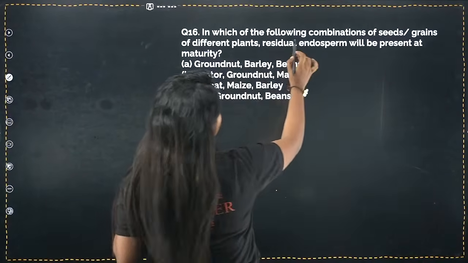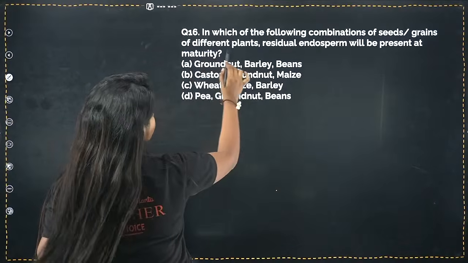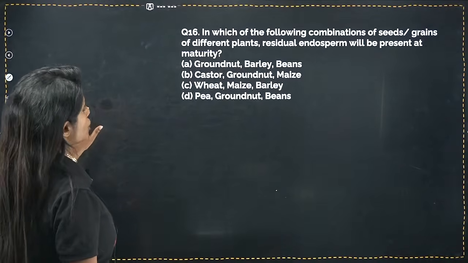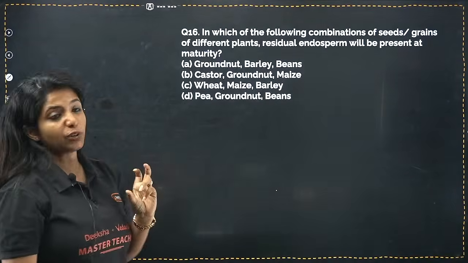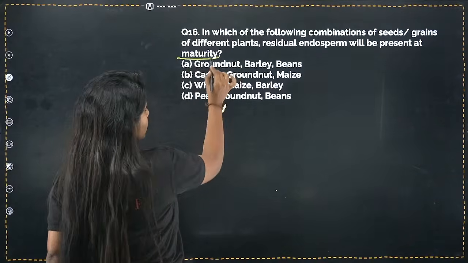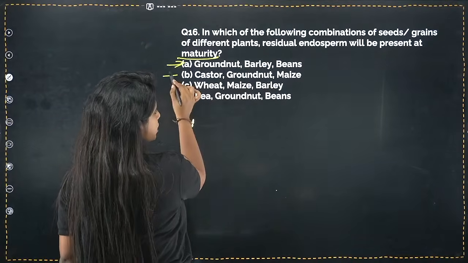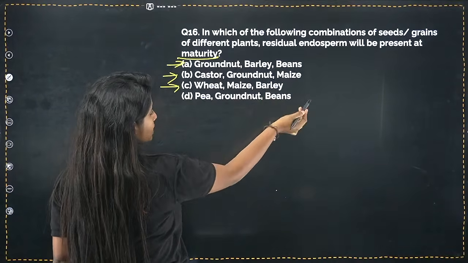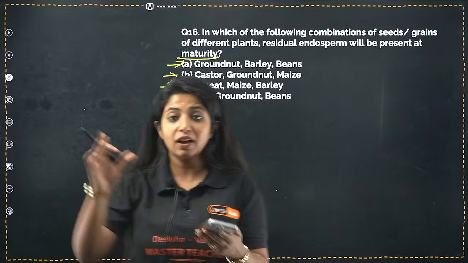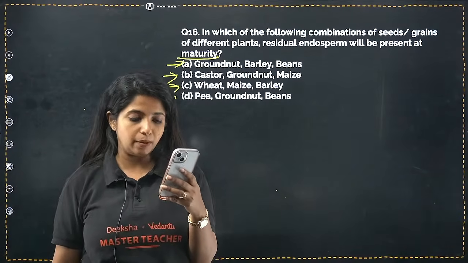In which of the following combinations of seed grains of different plants will residual endosperm be present at maturity? Some amount of endosperm will still be present at maturity. That is the question. Groundnut, barley and beans; castor, groundnut and maize; wheat, maize and barley; and pea, groundnut and beans. What do you think is the answer for this particular question? Everyone attempt in the poll and also tell me in the answer session.